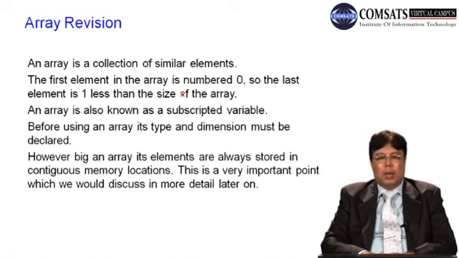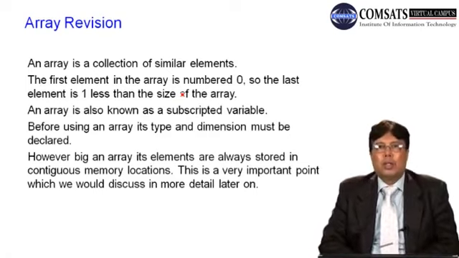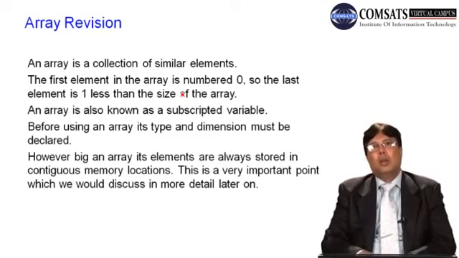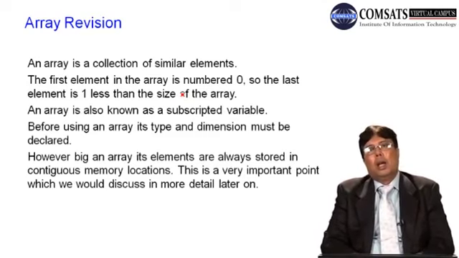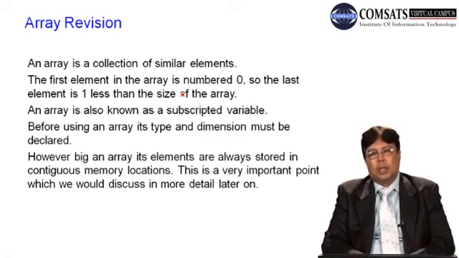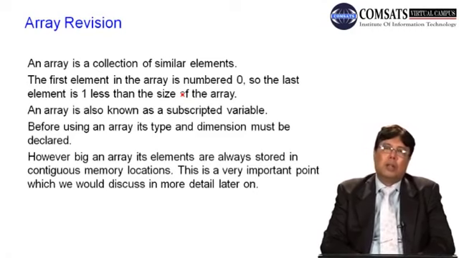Next, I told you the first element in the array is numbered 0. That is, the first element of the array is not called the first element but it is called the 0 element. Why? Because the array always starts from 0. Okay, if the array starts from 0 then the first element is always 0.